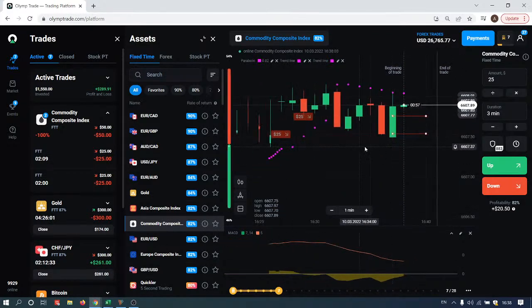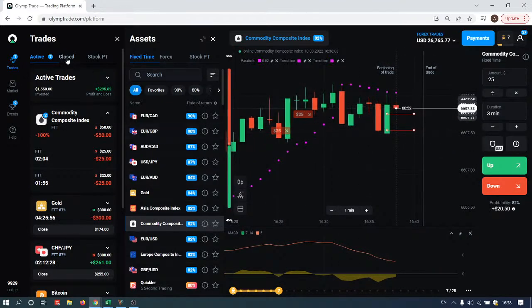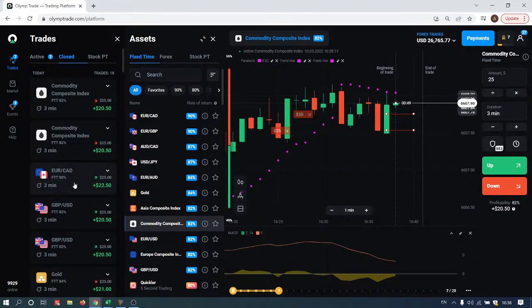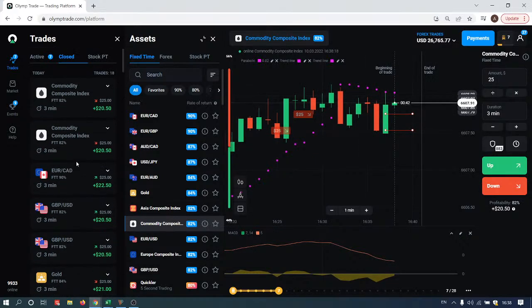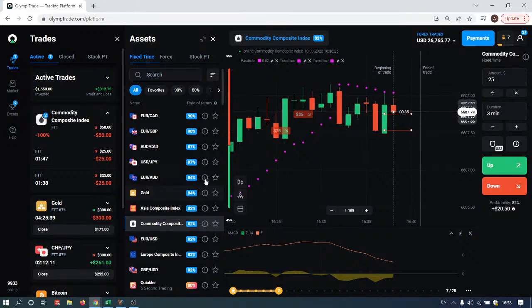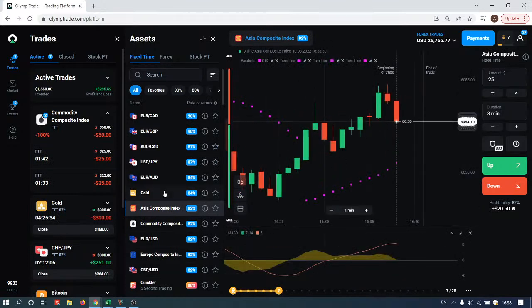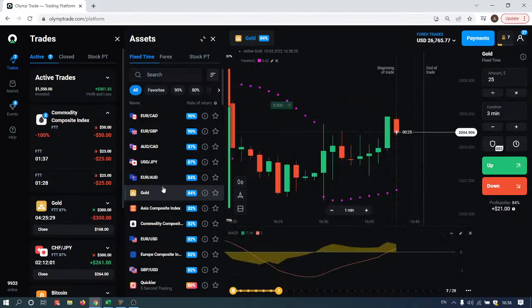Nice. So my second trade on commodity composite index closes with a profit. And I now have 6 winning trades so far. So guys, with trading strategies, you might oftentimes find yourself in a situation where you end up with a series of trades closing either in red or in green. If you trade with a fixed amount of money normally, that is fine.